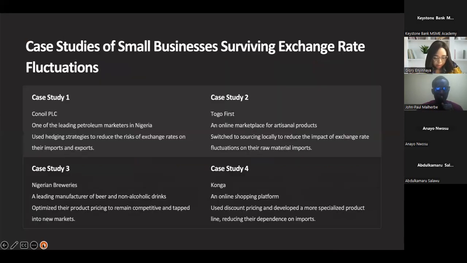Okay, so I just added some case studies for anybody who's interested in some other reading, of examples of people who have survived exchange rate fluctuations in the past. I'm sure you'll get the slides at a later date, and you can on your own go through those case studies. Conclusions and recommendations. Next slide.